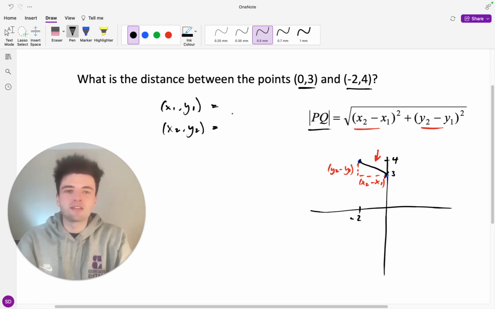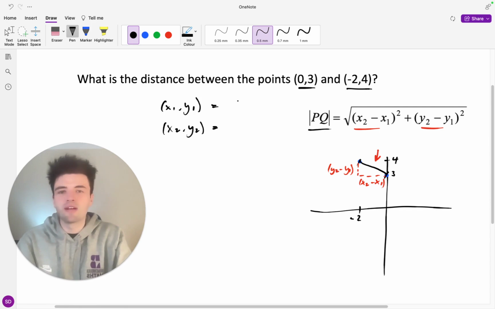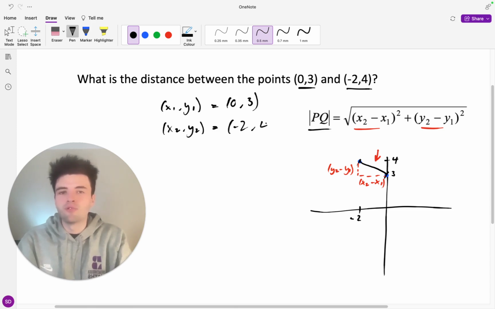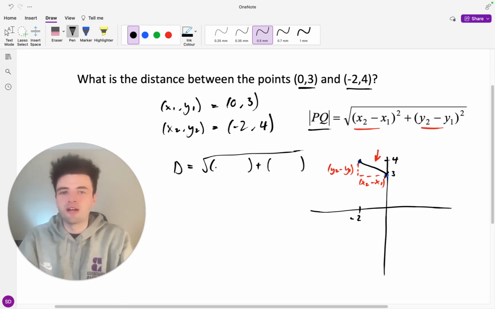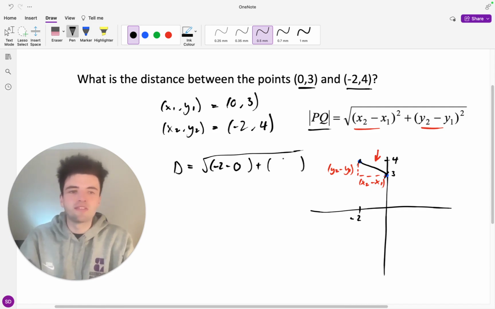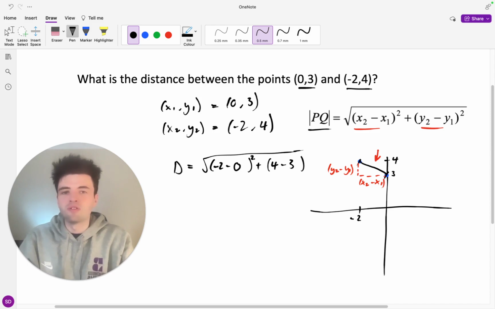But now the next step is just going to be to label our points. So x1, y1 is going to be (0, 3), and x2, y2 is going to be (-2, 4). Our next step is to plug these in, and we're going to call our distance d. So we put d on the left, and we're going to have x2 minus x1, in other words, -2 minus 0, which we can simplify further in a second. And then y2 minus y1 is just going to be 4 minus 3. We also need to make sure we include our squared here for both brackets.